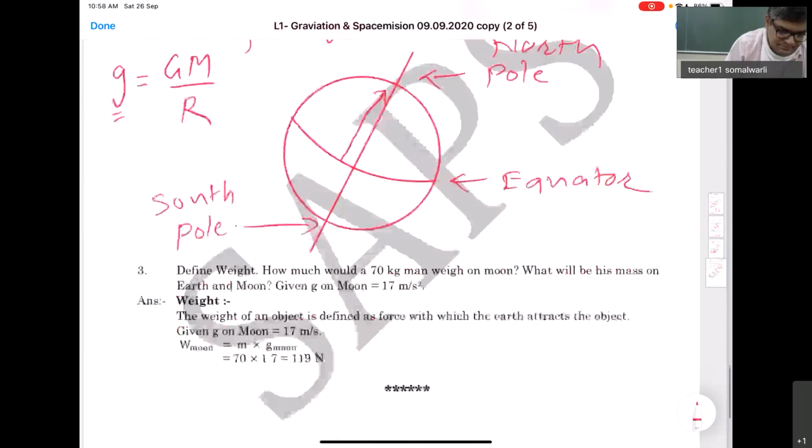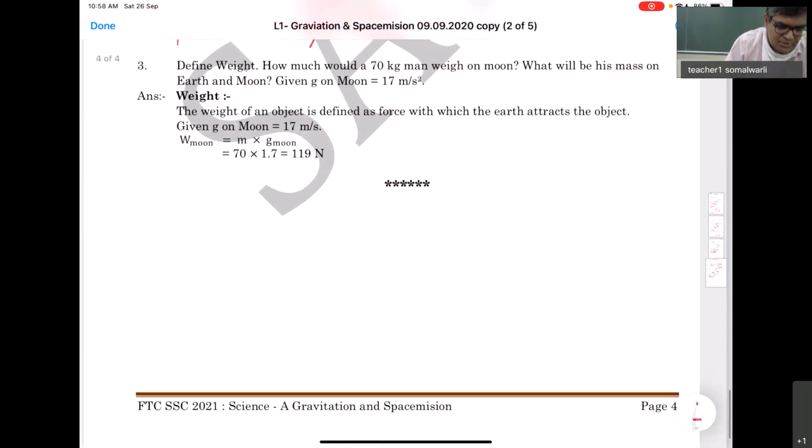That's it. Let's go to the next question, which is sub question 3. It says define weight, and then there is a numerical. How much would a 70 kilogram man weigh on the moon? What will be his mass on the earth and the moon? It is given that the value of acceleration due to gravity on the moon is 1.7 meter per second square.